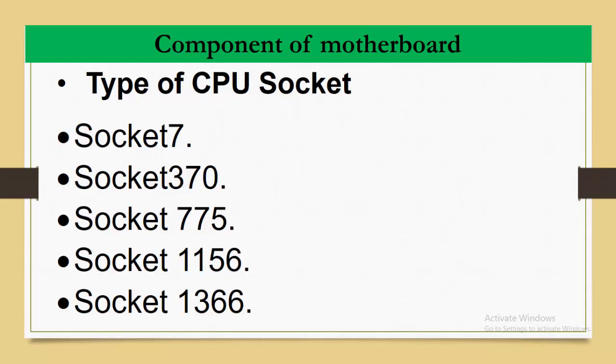The next one is socket 1156, found on the latest type of motherboard. It's an 1156 pin socket that supports the latest Intel Core i3, Core i5, and Core i7 processors. And next is socket 1366. The socket has 1366 pins and supports the latest Core i7 900 processors. Okay, students, let's go ahead.